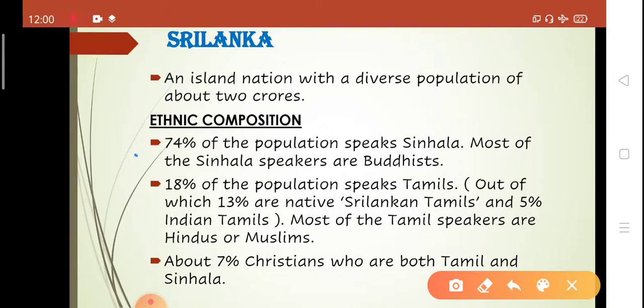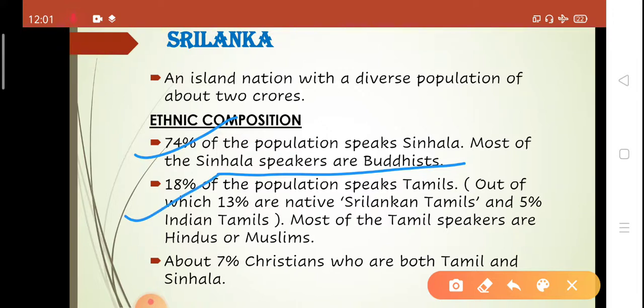74% of the people were Sinhala speakers. Now what is Sinhala? Sinhala must be a new word to most of you. So Sinhala is basically a language and 74% of the Sri Lankan people spoke Sinhala. This clearly tells us that the Sinhala speakers were having a great majority in Sri Lanka. And all these Sinhala speakers were Buddhist. So all you need to know is that 74% of the population spoke Sinhala and most of the Sinhala speakers were Buddhist, right?